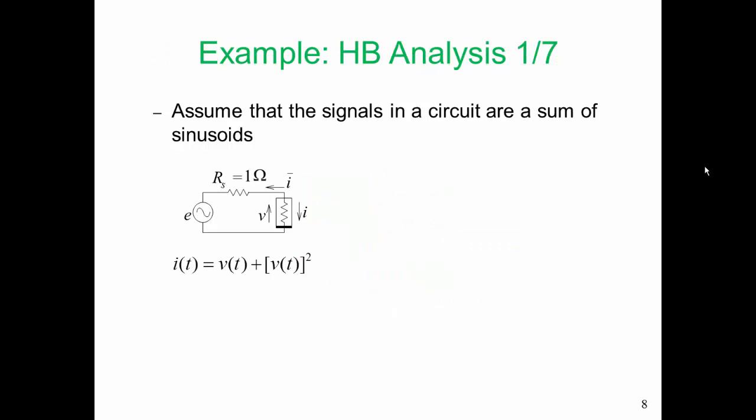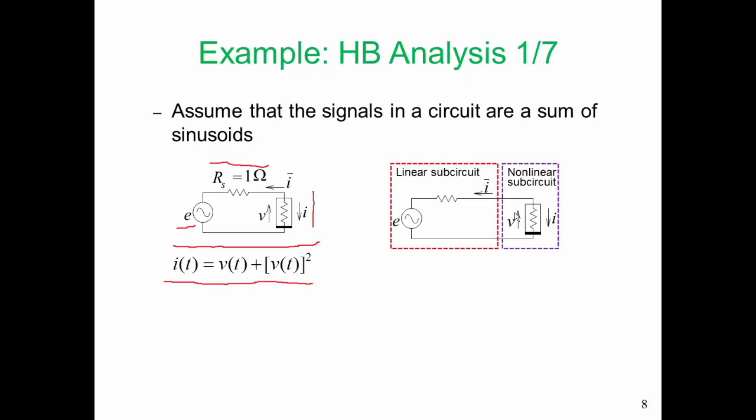So let's look at an example, a fairly simple example, so we get an idea of how harmonic balance actually works. Here is the circuit. We have a nonlinear element on the right here, and the nonlinear element is going to be described by this equation, so a simple quadratic. Can't imagine things being much simpler than this. Our linear circuit consists of a 1 ohm resistor and a voltage source. So our first step is going to be to partition the circuit into a linear subcircuit and a nonlinear subcircuit.